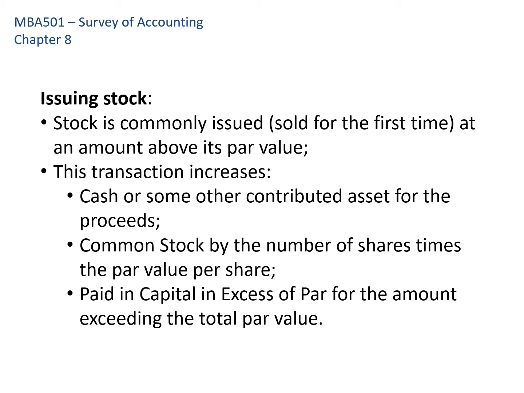So when stock is initially issued, it needs to be for an amount above its par value. When that takes place, cash or some other asset that they've contributed in return for shares of ownership, it could be land or a building or a machine or a patent or something, is going to increase. And then common stock is going to go up, and a new category we haven't talked about yet, paid in capital in excess of par, will also go up. Common stock will go up by the number of shares times the par value per share. Any extra amount will be under paid in capital in excess of par.